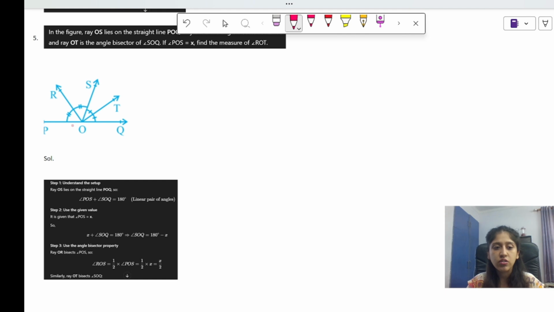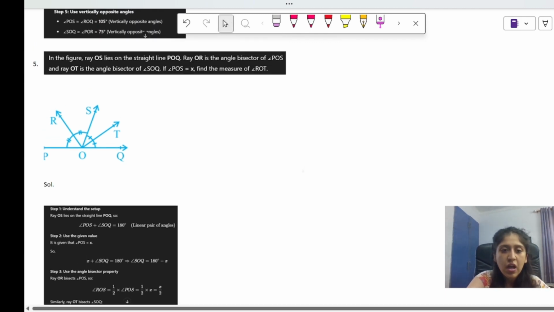The second analysis. We can see POR and SOR to be equal. These two are given as equal. Whenever there is a double line like this, they are equal. And SOT and TOQ, they are equal to each other. Okay, because there is a straight line, right? So they both are equal. Let's read the question to see whether what we analyzed in this diagram is what the question says.